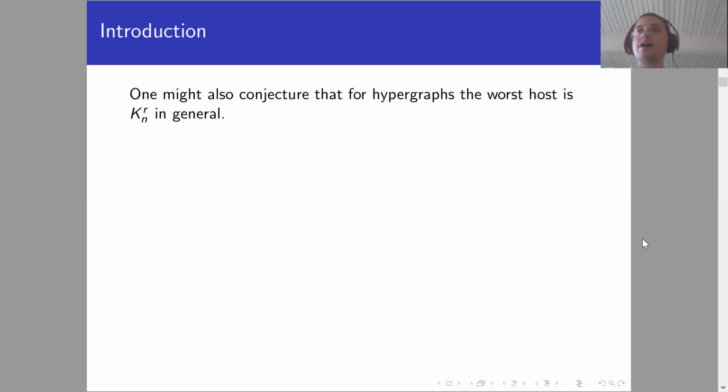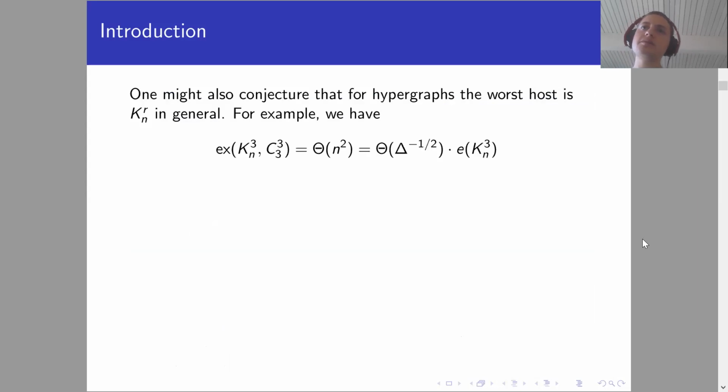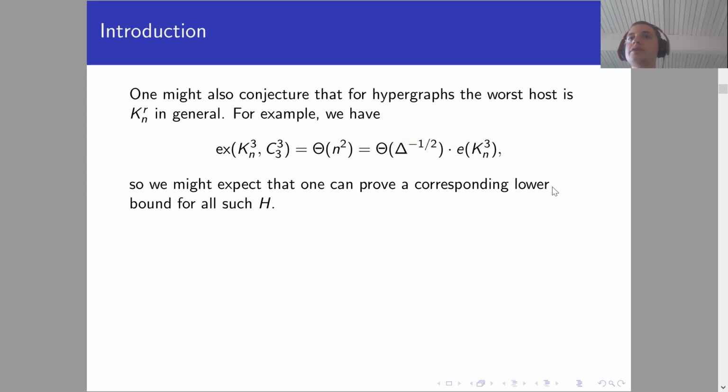And now we want to move over to hypergraphs, where again, one might conjecture that the worst host should always be the clique. So motivated by this thought, if we look at the 3-uniform loose triangle, and we take our host to be the clique, then Frankl and Füredi gives this, which you can rewrite in this language here. And because of this, you might conjecture that you can get a lower bound of this form. And this turns out to be basically true.